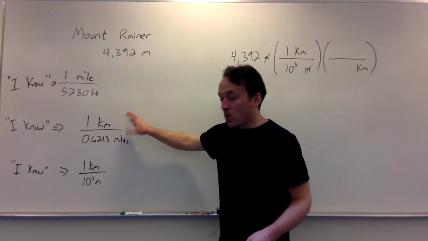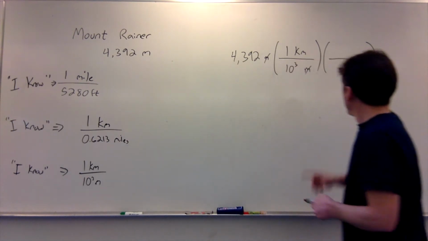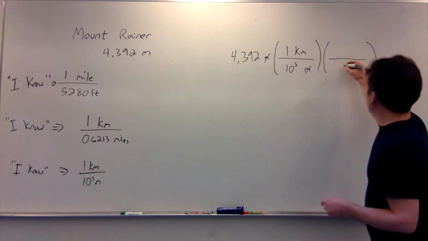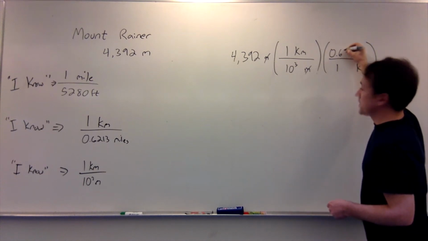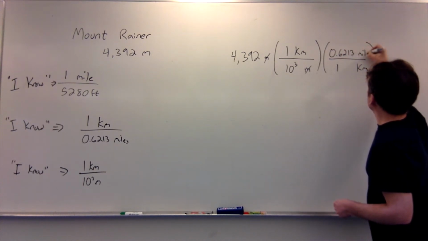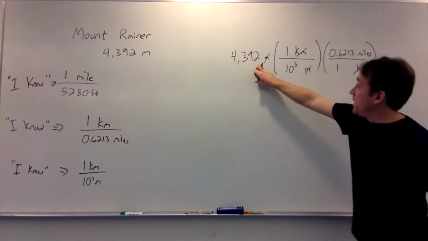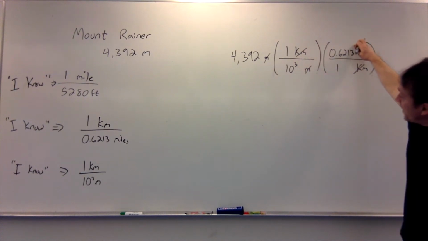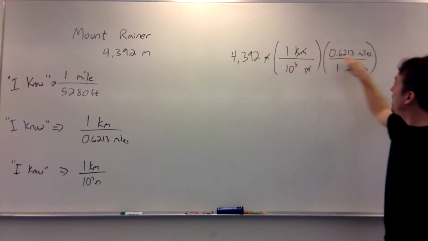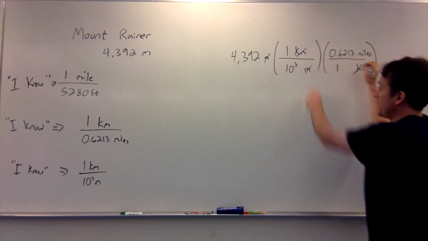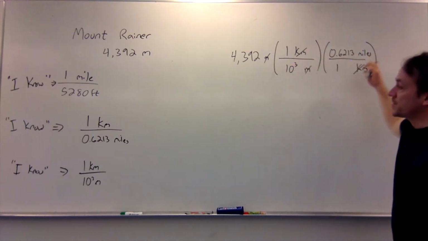So I can flip them accordingly as far as how I want to use them and what units I want to cancel. So I've got kilometers down here, so I got 1 kilometer down here, and I've also got 0.6213 miles up here. These will cancel. So now, if I take 4,392 times 0.6213, then divide that by 10 to the third, or you can go in order like this, then my answer is going to be miles. The kilometers have canceled out, the meters have canceled out. Okay, so now I would have that answer in miles, but I want to get to feet.